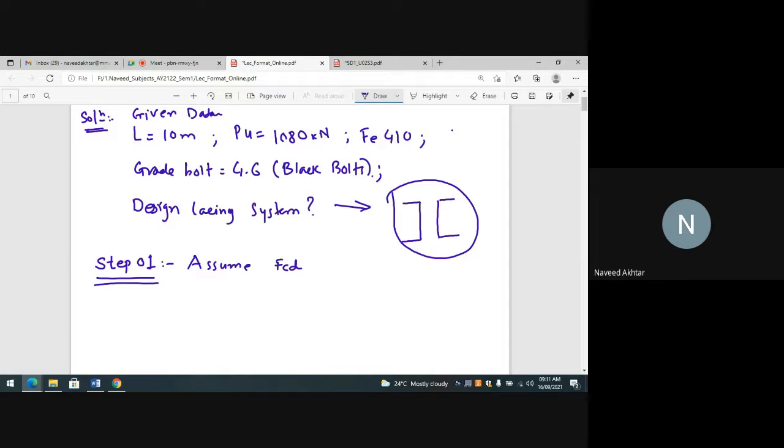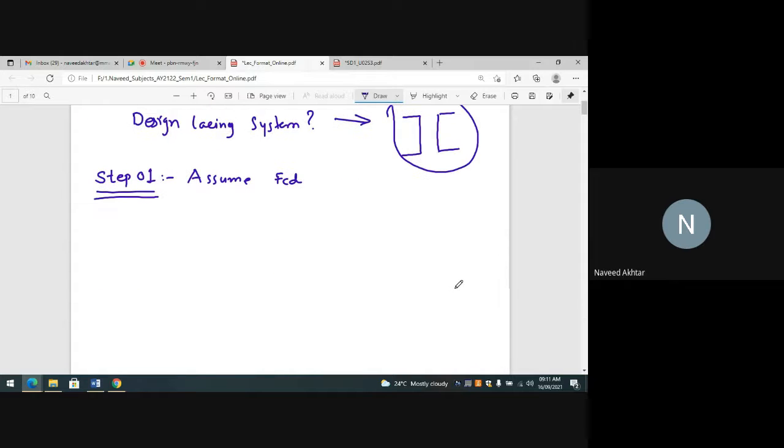We know the type of section, but the size of section we don't know. So definitely for a column we need an effective area to select a section. For that, step number one is to assume fcd. Assume fcd 150 MPa or 150 Newton per mm square. As I told you earlier, you have to assume fcd between 125 to 175 MPa, that is Newton per mm square.